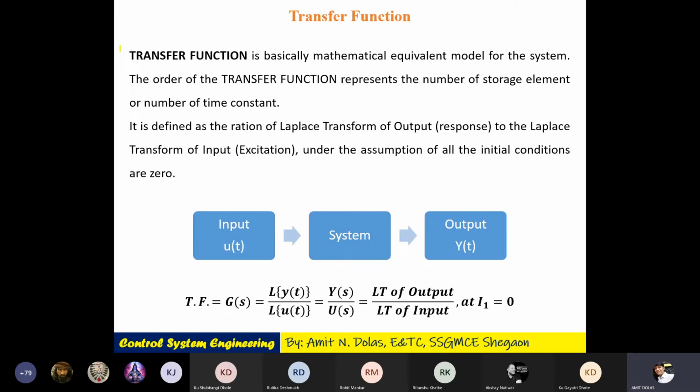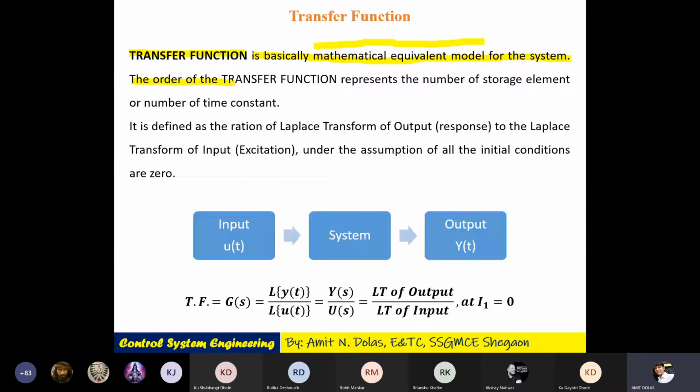So the transfer function is basically a mathematical equivalent model of the system. As I said, when I say system, that doesn't mean it is electronics or electrical. It may be anything. It may be aeronautical, civil, mechanical, electrical, electronics, or electromechanical, whatever. It may be the human body. So the mathematical equivalent of that particular system is nothing but a transfer function.